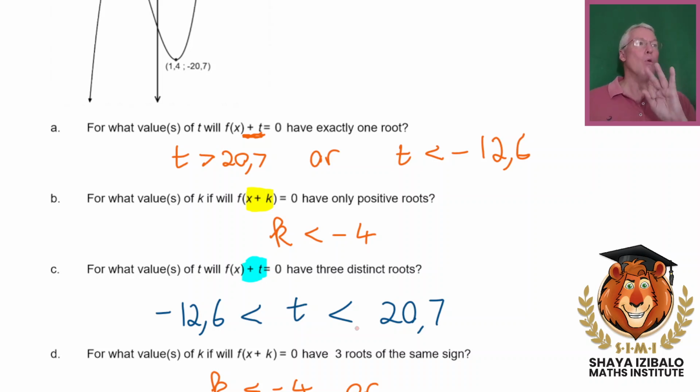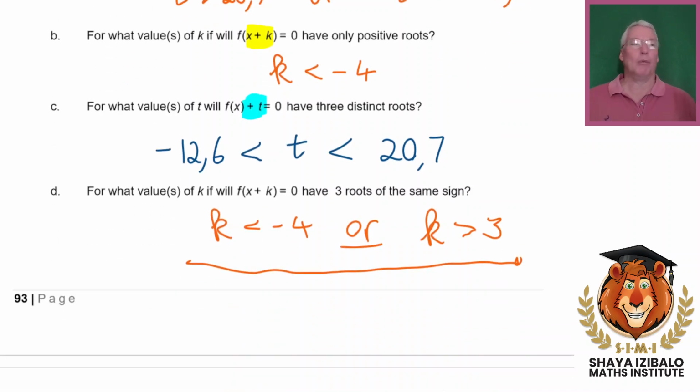We need to move it more than 3. And remember, when we move it to the left by 3, we are adding 3. So k bigger than 3. And there's our answer for that.